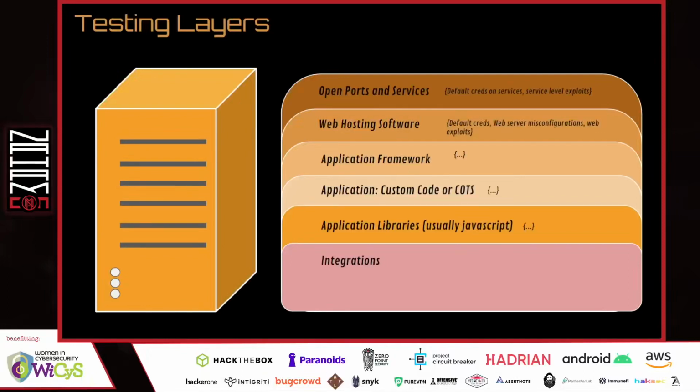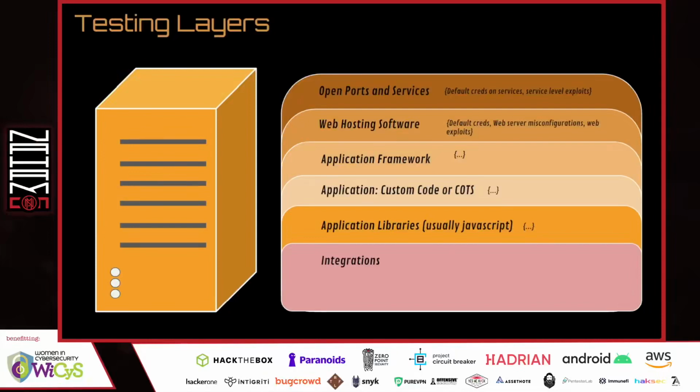Then you have your web hosting software, right? Your Apaches, your Nginx's, your web hosting software. This can have a whole set of places that you look for. You can have default creds in things like Tomcat or whatever. It can have web server misconfigurations where configuration files are being leaked, and it can have exploits against the web hosting software or web server software, but that's also less likely. Not a lot of times are you seeing web server software exploits at that level. But misconfigurations and default creds, absolutely a thing at that layer.